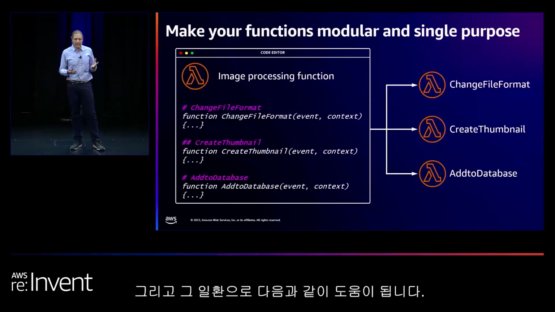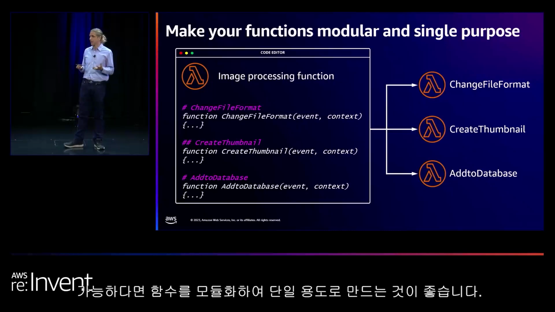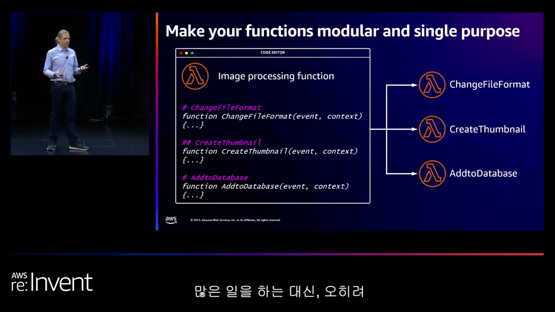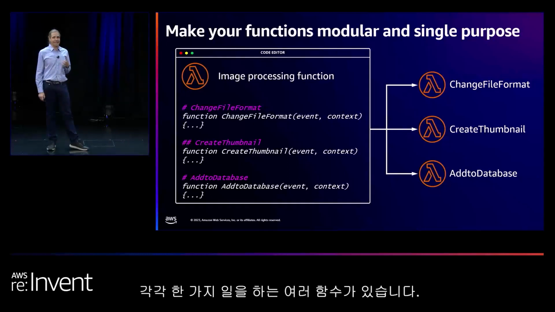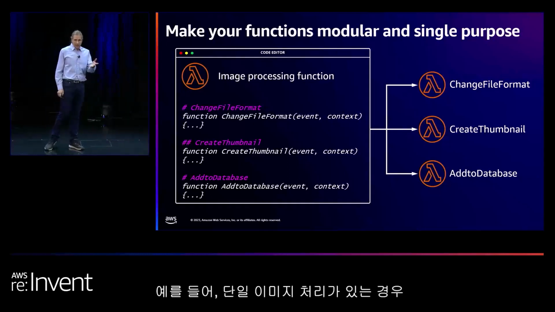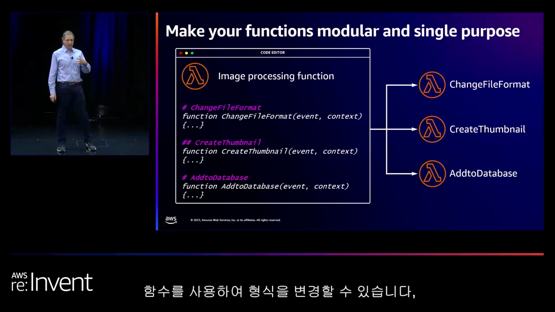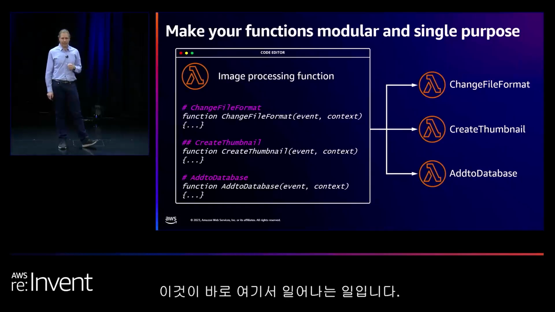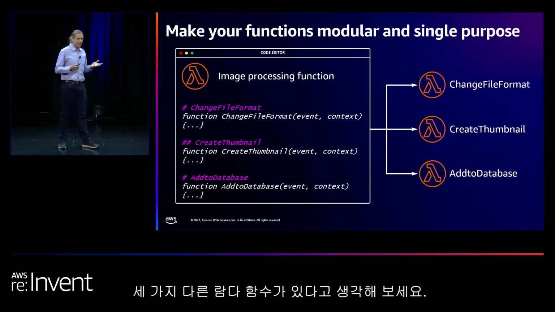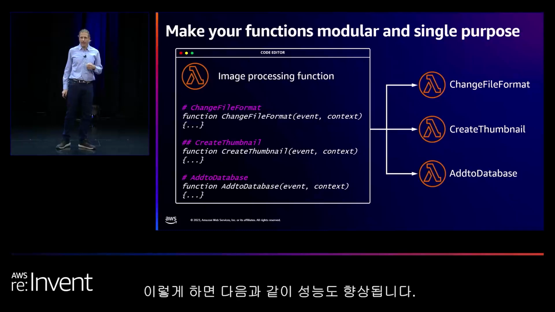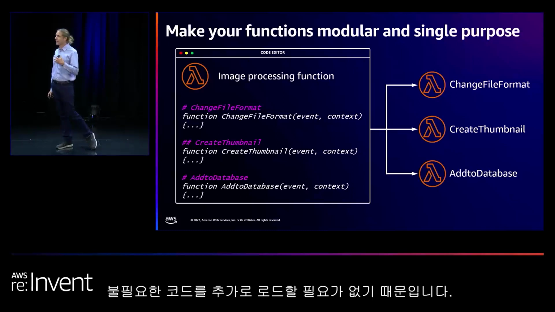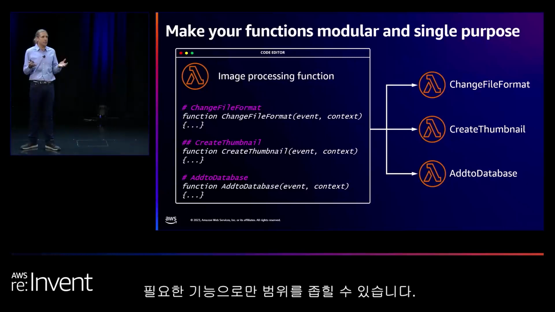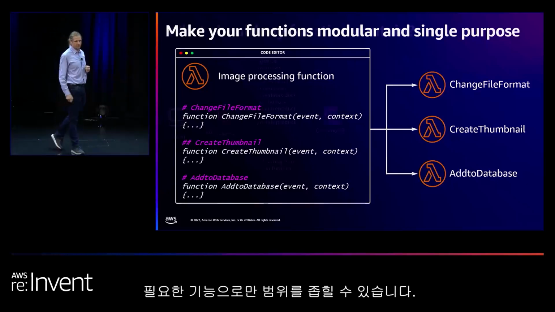And as part of this, it does help to make your functions modular and single purpose if you can. Instead of having a huge, big single Lambda function that does a whole bunch of things, rather have multiple functions that each do a single thing. For example, if you have a single image processing function that changes the format, creates a thumbnail, and adds it to a database, that's what's going on here, think about maybe having 3 different Lambda functions that do each process. This also improves performance, as you don't have to load extra code that you don't need to, and you can improve security as each function can be scoped down to only what it needs to do.